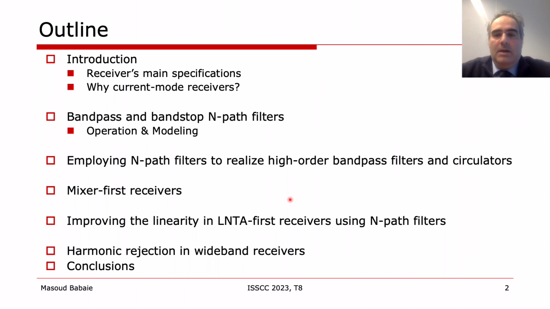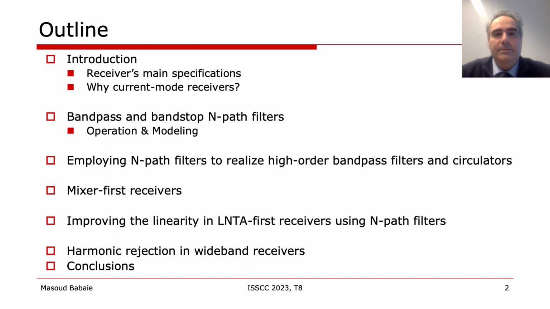Then I develop a design guide for the conventional mixer-first receivers, discuss the shortcomings of this structure and how state-of-the-art receivers dealt with that. Then we discuss some techniques using M-pass filters to improve the out-of-band linearity of the low-noise transconductance amplifier, or LNTA-based receivers. I also have some slides about the harmonic rejection in wideband receivers, and we have the conclusions at the end.